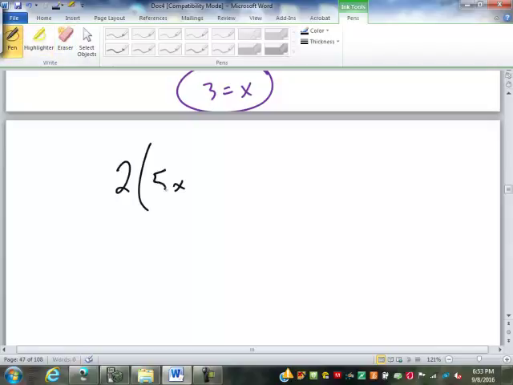So 2 times 5x plus 3 equals 46. Give that one a shot.